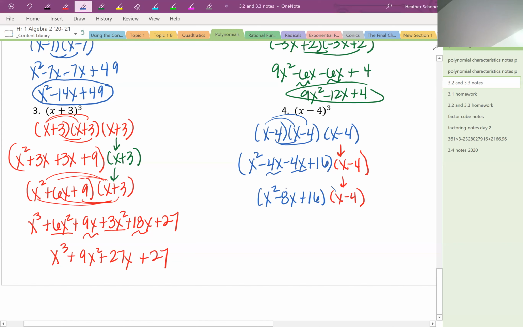So first I have to multiply everything by x. So I get x cubed minus 8x squared plus 16x. And now I need to multiply everything by negative 4. So I have negative 4x squared plus 32x minus 64. And then we combine like terms, writing in standard form. So I have x cubed.